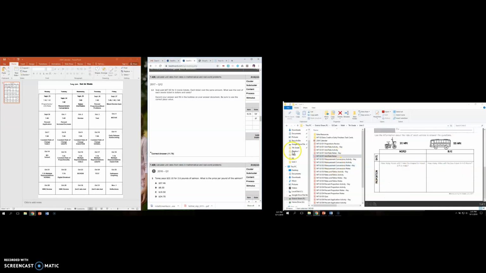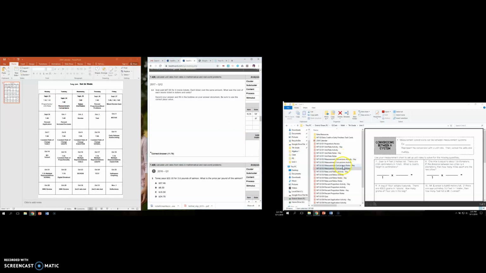So Day 2, we are going to look at measurement conversions. Measurement conversions is something they have seen before, but they have converted within systems, not between systems. So one thing you will need to know is that whenever we're converting between systems, all the systems have the conversion with them. So every single problem should tell you what the conversion is.